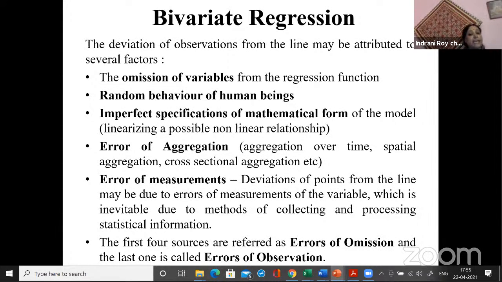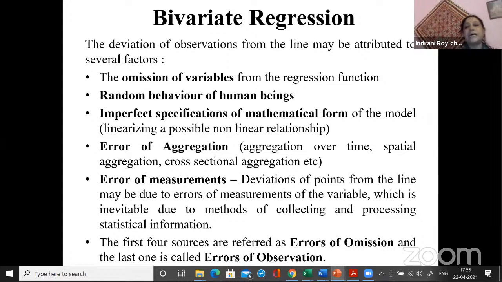Apart from that, there are many other factors like the random behavior of human beings, because in the social sciences, what we do, we deal with the human. Our subject is human beings. Okay, and human beings are very, very random. So you cannot just always put them in one framework, because the human mind is continuously working.